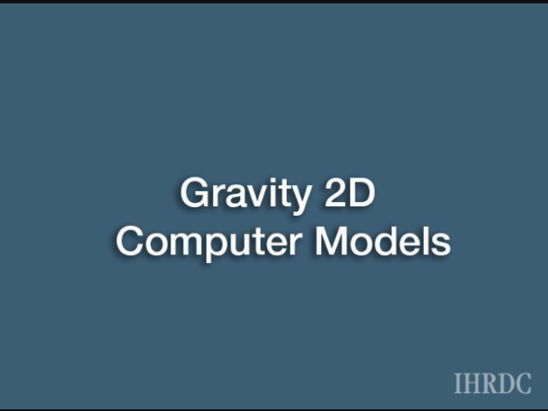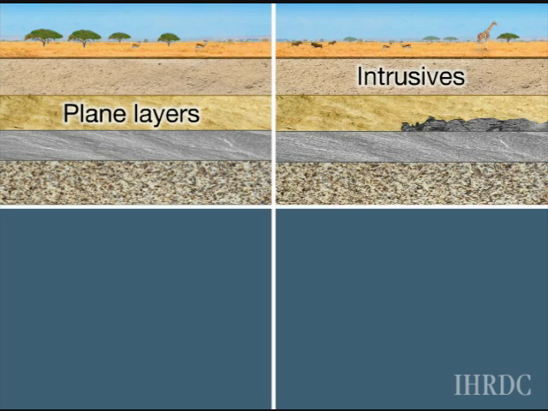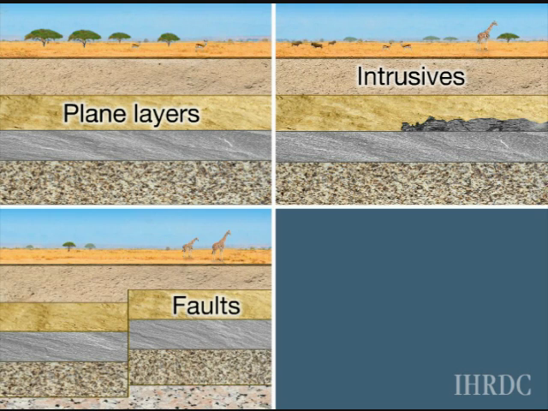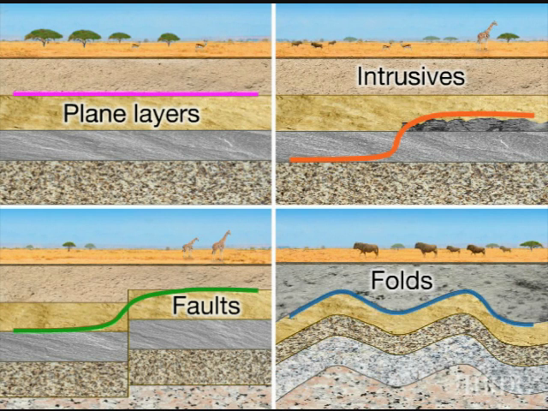This video will provide an overview of how we calculate the gravity effects of geologic bodies and features. We'll begin by taking a look at some general geometric shapes, such as plane layers, intrusives, faults, and folds. Next, we'll examine the shape and amplitude of the gravity anomalies that we might calculate from these geologic features. From this basic understanding, we can extrapolate to more complex geologic settings.